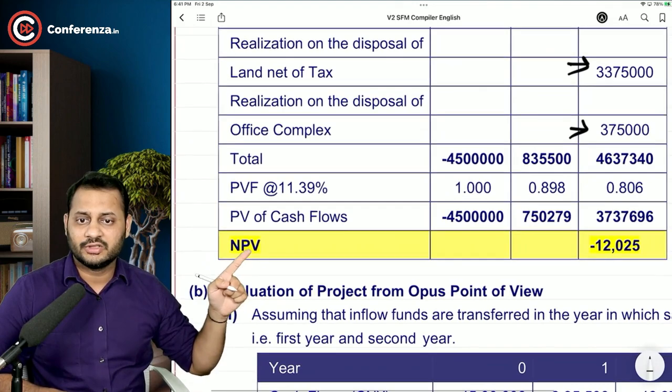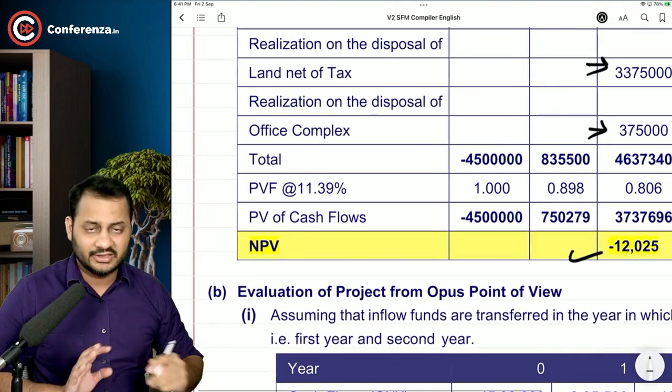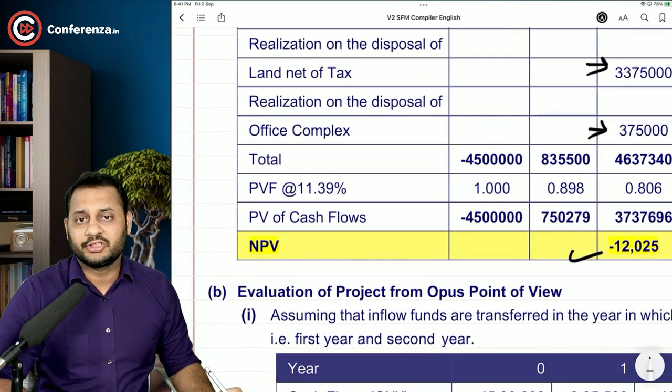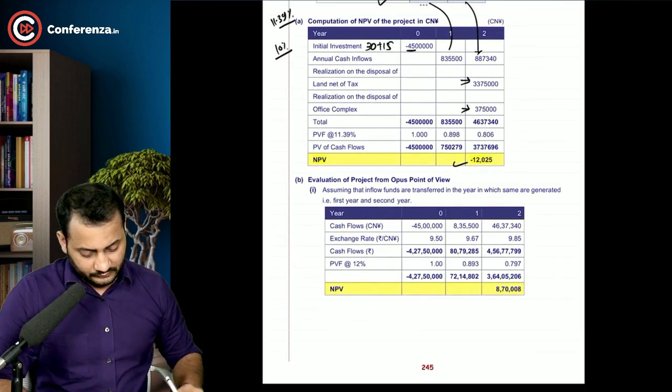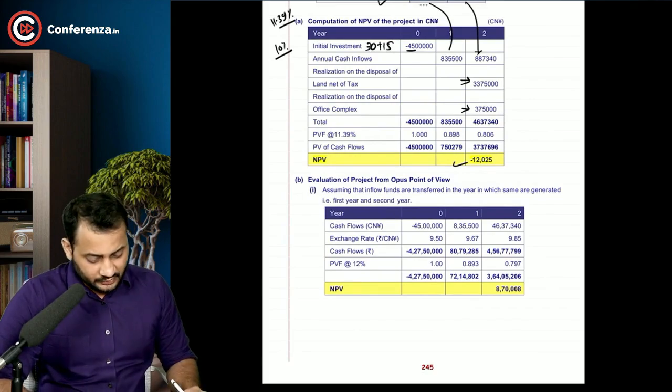Present value of the cash flows and then the NPV. It's very simple. NPV is negative. You can reject the project totally. But now come over to the second part. I think this was very easy for you.